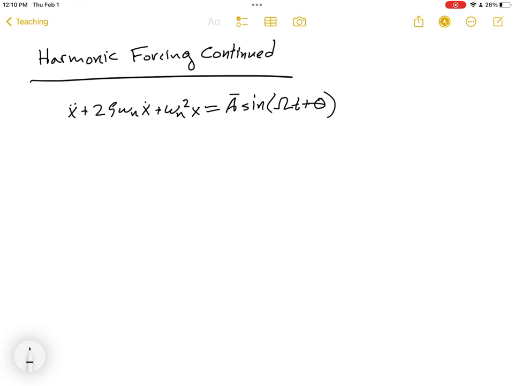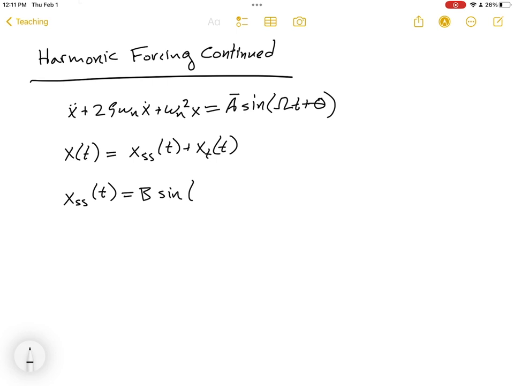And we talked about how the solution x of t is going to be equal to some x steady state of t plus a transient component x sub t. And it turns out that x steady state of t is going to equal some magnitude b times sine of omega times t plus theta plus some phi.